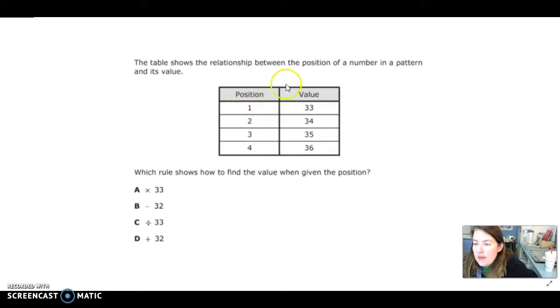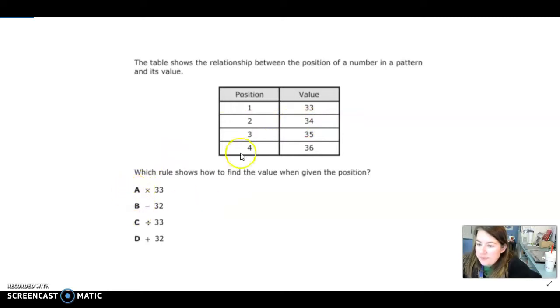If I put in a 1 and out pops a 33, what is happening? If I put in a 2, out pops a 34, should be the same rule. Put in a 3, out pops a 35. Put in a 4, out pops a 36. What is the rule that's happening between each of these every time? Remember, it has to be the same for each pairing. So is it multiplying by 33? Let's check A. 1 times 33 is 33. That works. 2 times 33, that's 66. That doesn't work. Okay, so I know it's not going to be A.